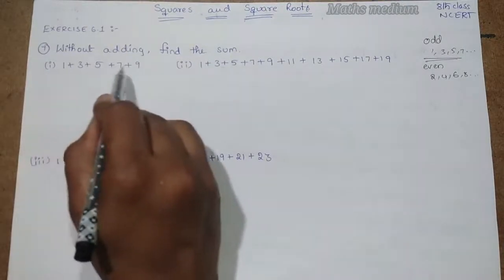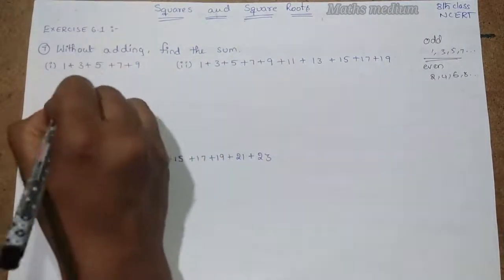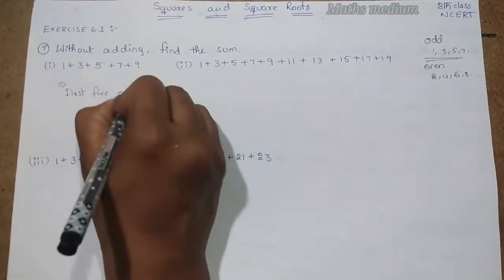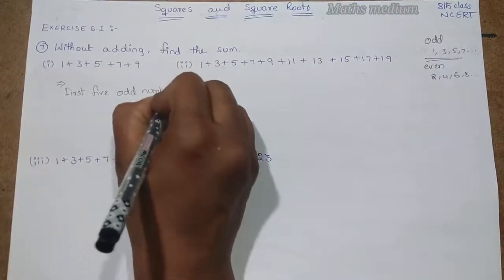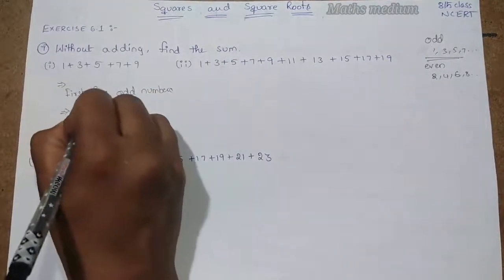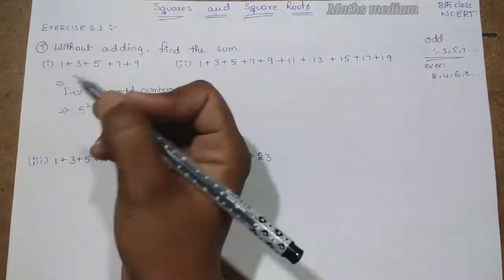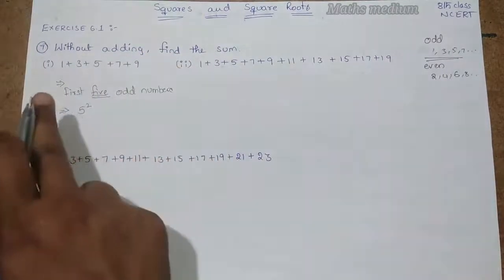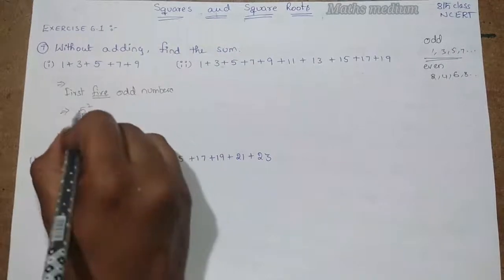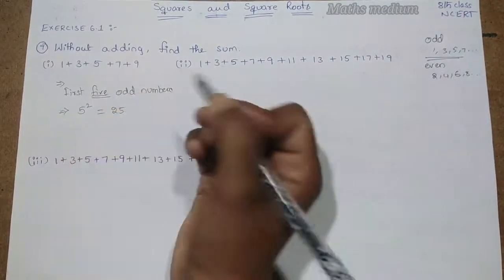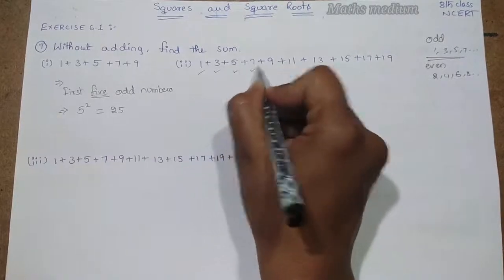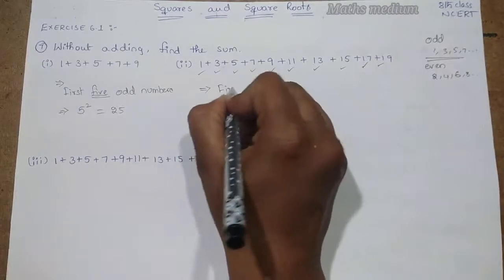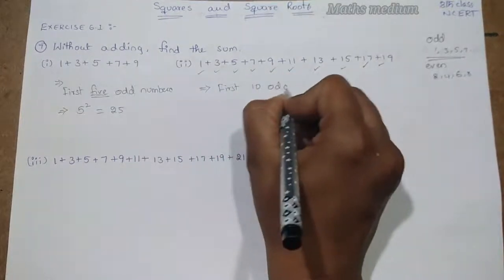Here 1, 2, 3, 4, 5 numbers are there. So it is the case of the first 5 odd numbers. It means it is the square of 5, 5 odd numbers. If there are 6 odd numbers, that is going to be 6 square. If there are 2 odd numbers, that is the first 2 odd numbers, it is 2 square. Similarly, this is 5 square, 25. This is 1, 2, 3, 4, 5, 6, 7, 8, 9, 10. Here are the first 10 odd numbers.